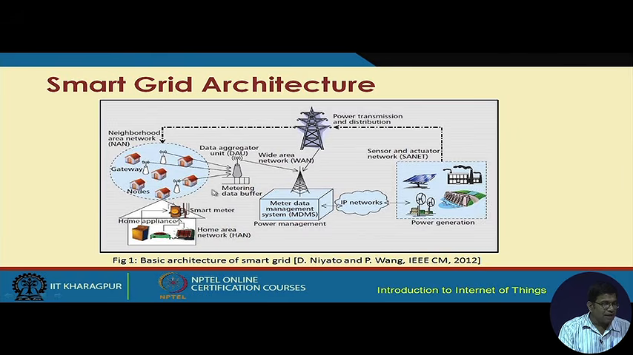So, as we can see, we have basically a handshaking between the traditional power distribution and the information flow. So, in a smart grid we have both the flows together, the energy flow and also the information flow.